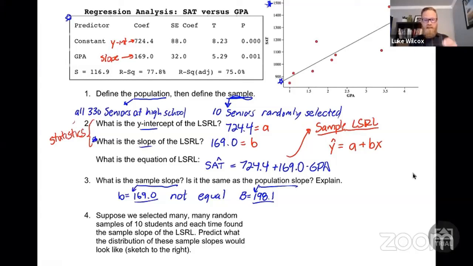So at the heart of this is the idea that we are taking a random sample, and we know that random samples produce sampling variability. So we're going to say because random samples create sampling variability.